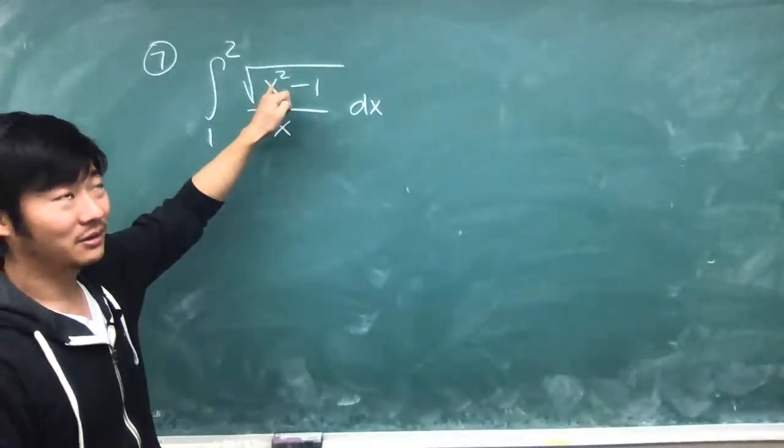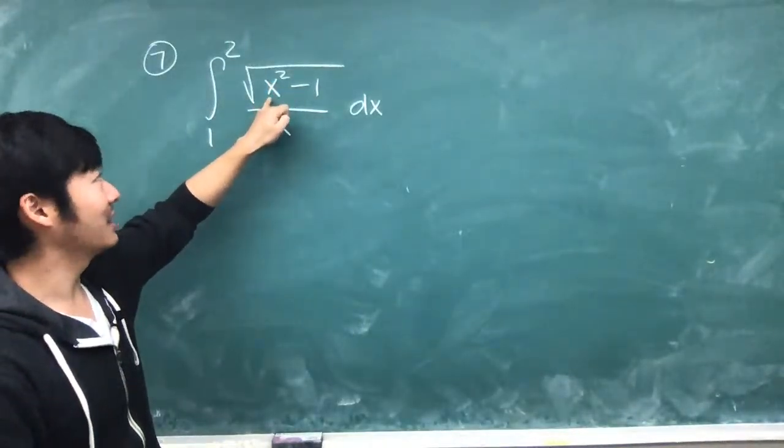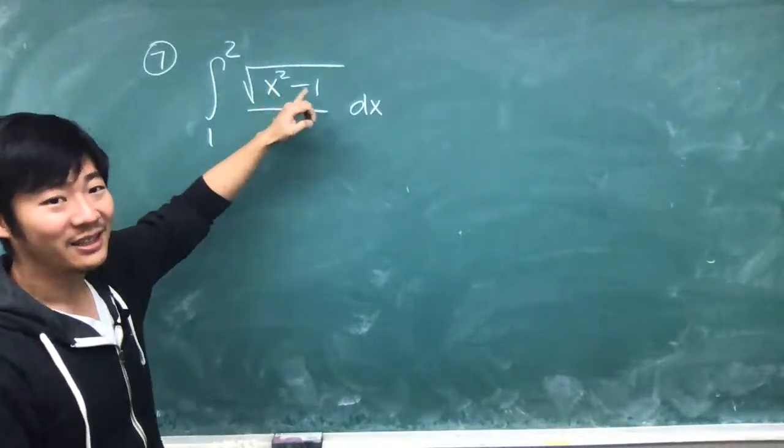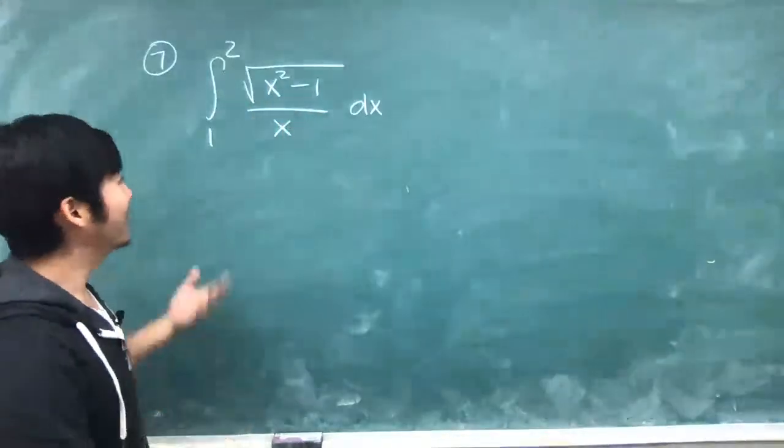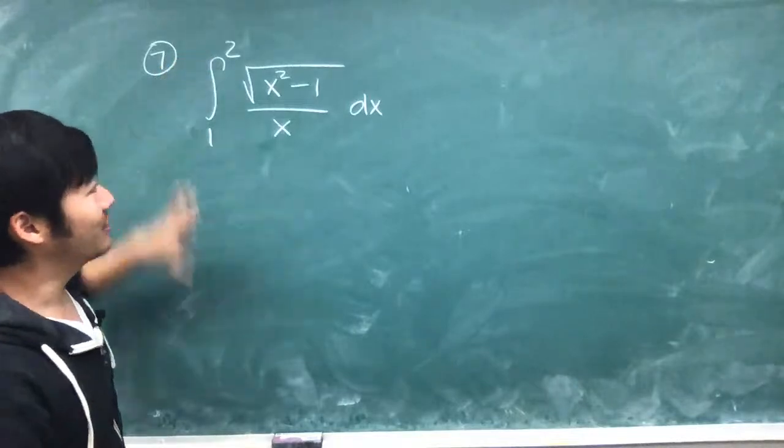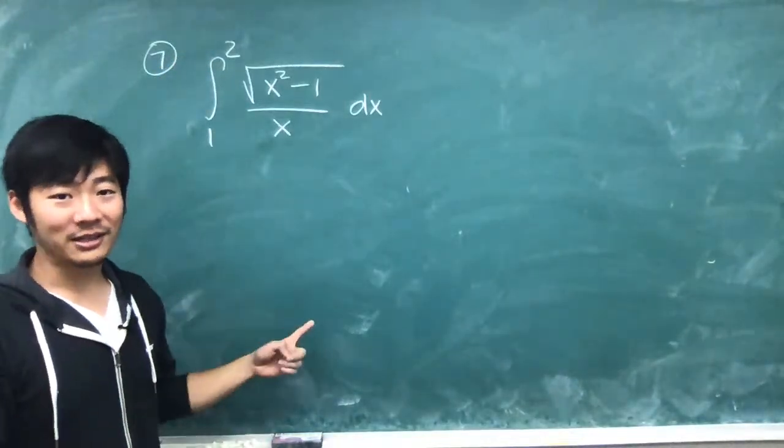Because then, yes, x is less than 1, this whole thing would be negative. But luckily, we're integrating from 1 to 2, so there's no issues there. So now we can start integrating.